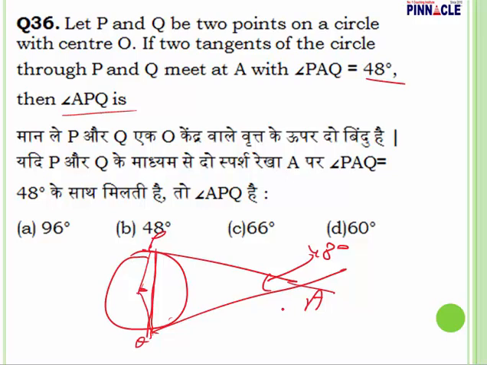This is 48, this is 90 degree, this is 90 degree. Why 90 degree? Because this is a tangent, and a tangent is perpendicular to the radius at the center. So if this is 48, then this would be equal to 180 minus 48, that is 132. If this is 132, then in this triangle we have to find the value of APQ, A and P and Q, we have to find the value of this.